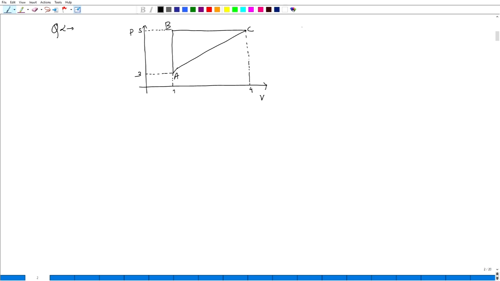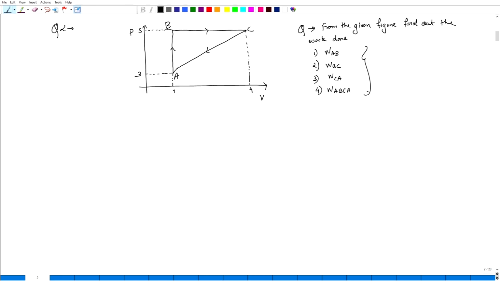So the question is, from the given figure, find out the work done: first WAB, going from A to B, WBC, WCA, and finally WABCA. Okay, so we need to find out these parts. Let's go one by one.